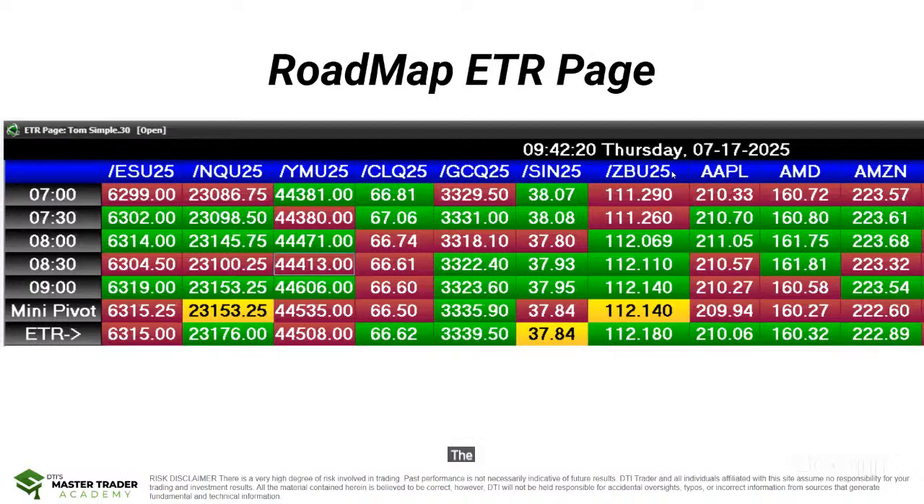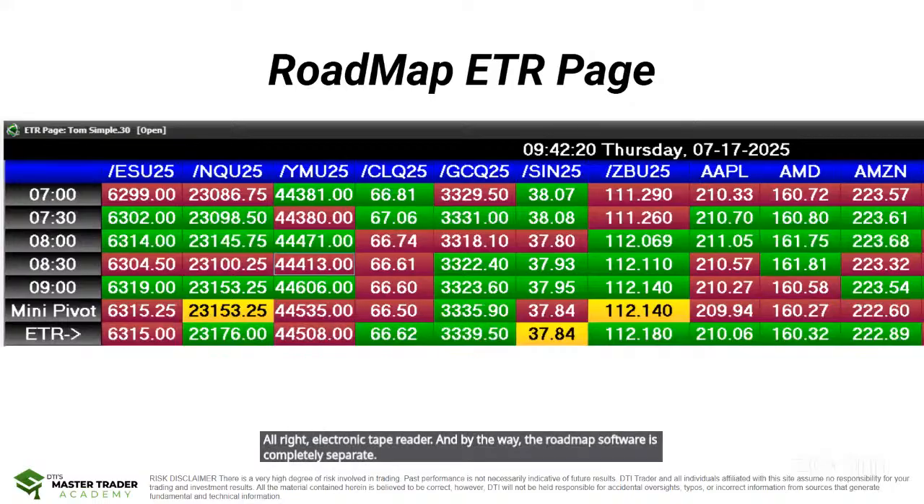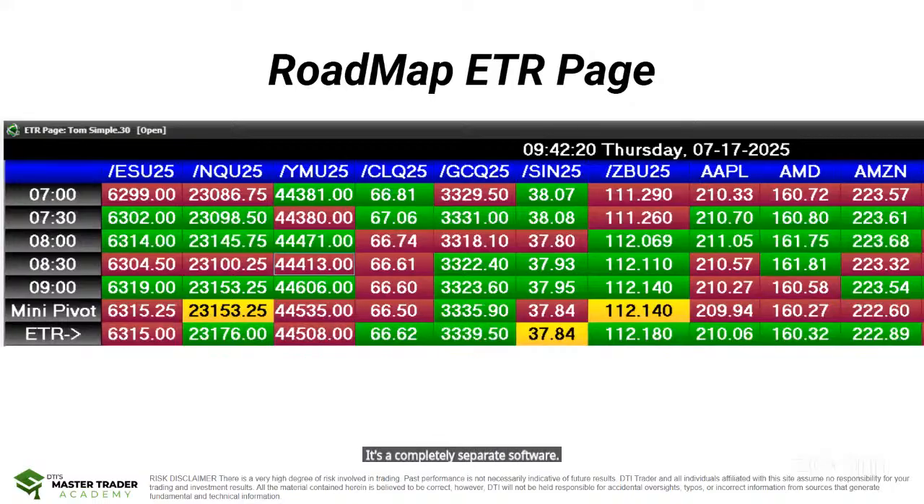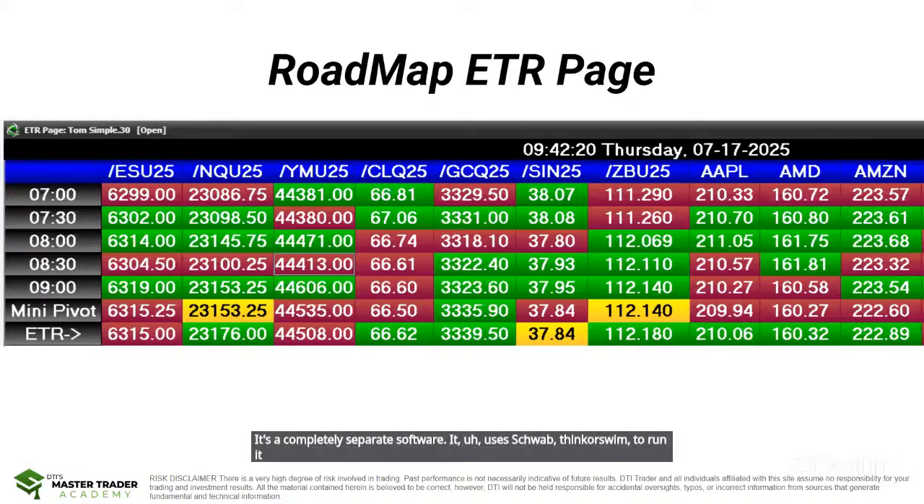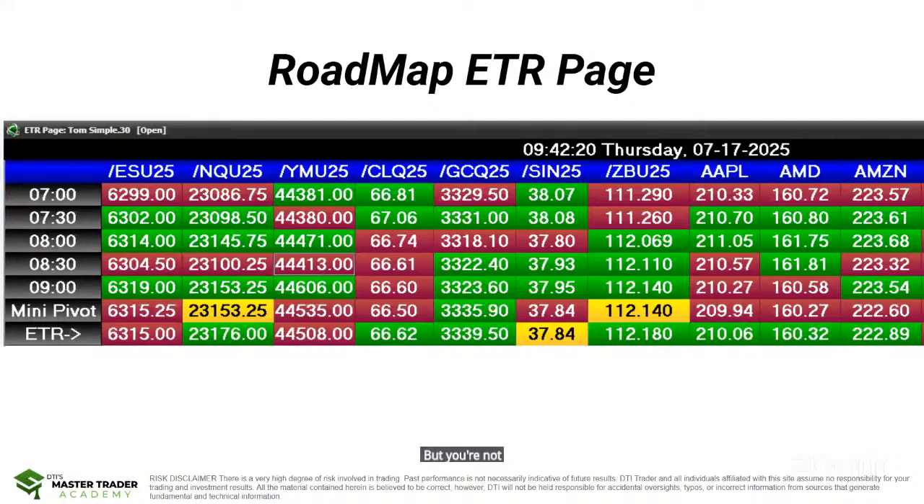The ETR page is a tape reading. It stands for electronic tape reader. All right, electronic tape reader. And by the way, the roadmap software is completely separate. It's a completely separate software. It uses Schwab, Thinkorswim to run it as far as the data is concerned, but you're not going to trade through the roadmap. It's not connected to Thinkorswim in any other way.